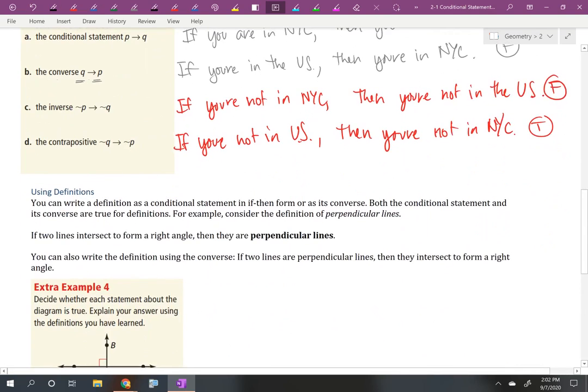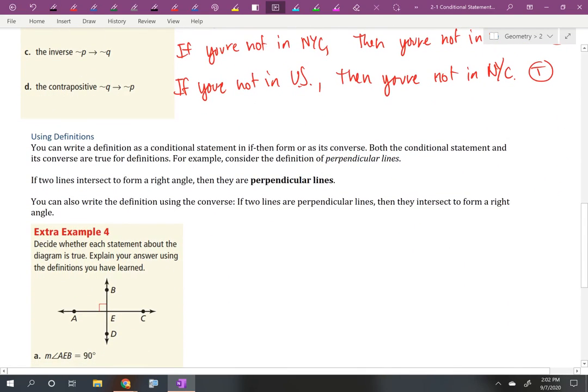All right. We can do the same thing with definitions. Now, in math, we love definitions because we need things to be defined so we can use rules with them, right? And so here's one, like if two lines intersect and form a right angle, they are perpendicular lines. So if they form a right angle, then they are perpendicular lines. So that is nice to know. And you can also write the converse of this, right? If two lines are perpendicular, then they form right angles. And the converse is also true in this case. So that's kind of nice to know.